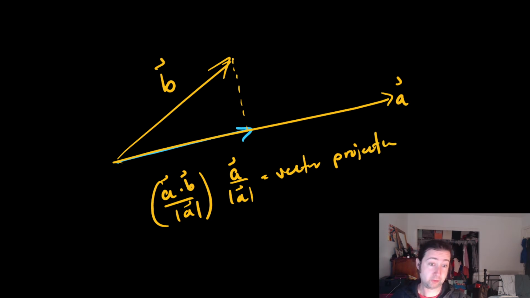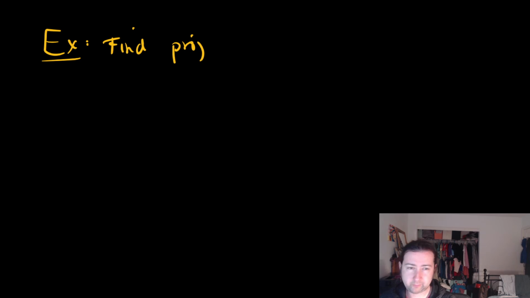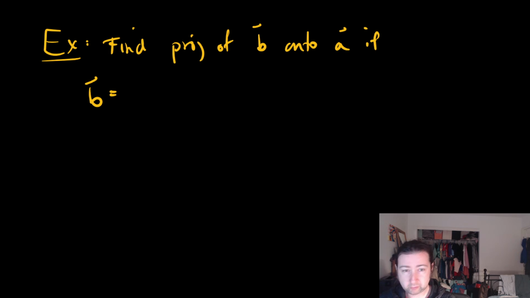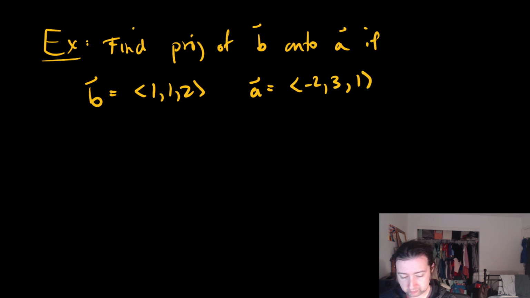This is the vector projection. So let's do an example of vector projections. So what does that look like? Doesn't look like anything because I turned off my pen. Example, find the projection of B onto A if B is equal to (1, 1, 2), A is equal to (-2, 3, 1).